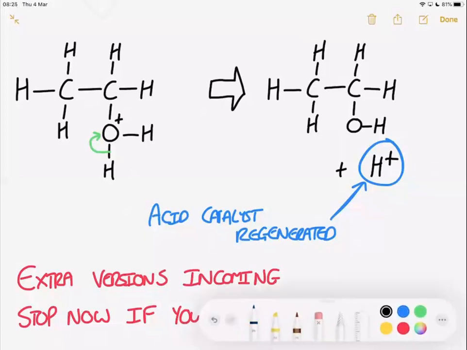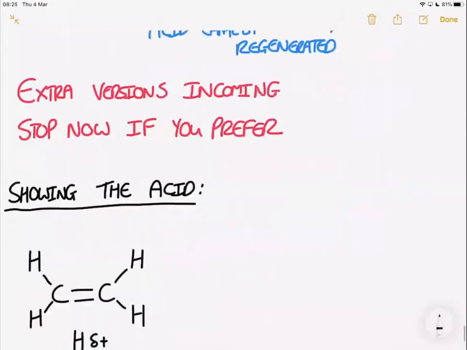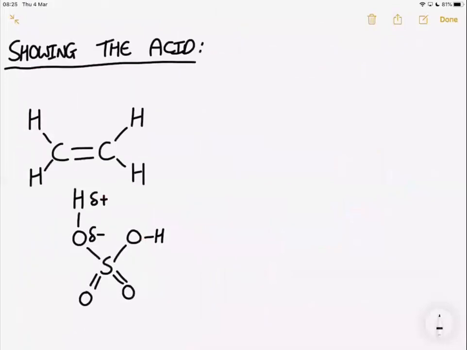The thing that I want to have a little look at is what about an alternative version of the mechanism where we show the acid, right? So here we have ethene. We also have sulfuric acid. Okay, don't worry about the fact it's sulfuric. We'll deal with that after, right? Now, in a weird way, even though I'm complicating things, actually, if we'd done this to begin with, the first step at least would have looked more familiar to you, okay?